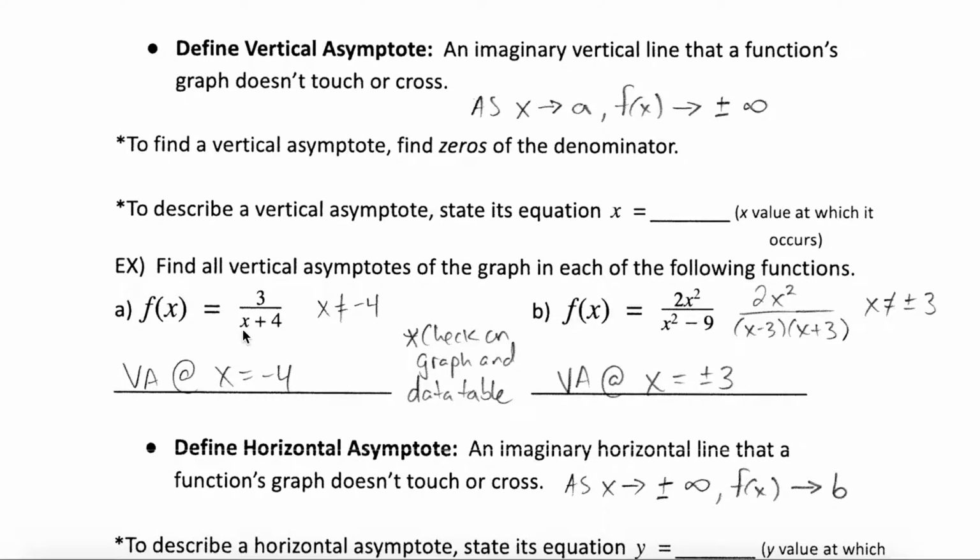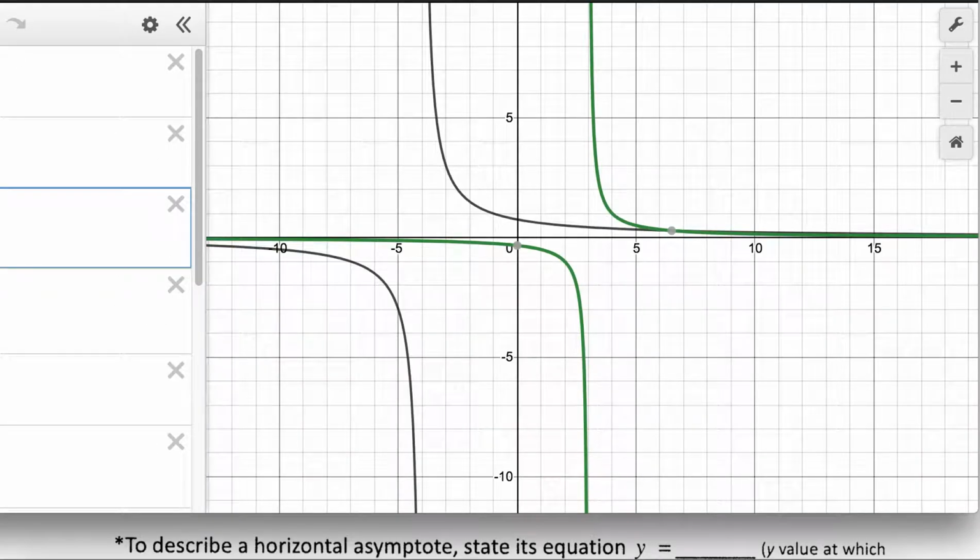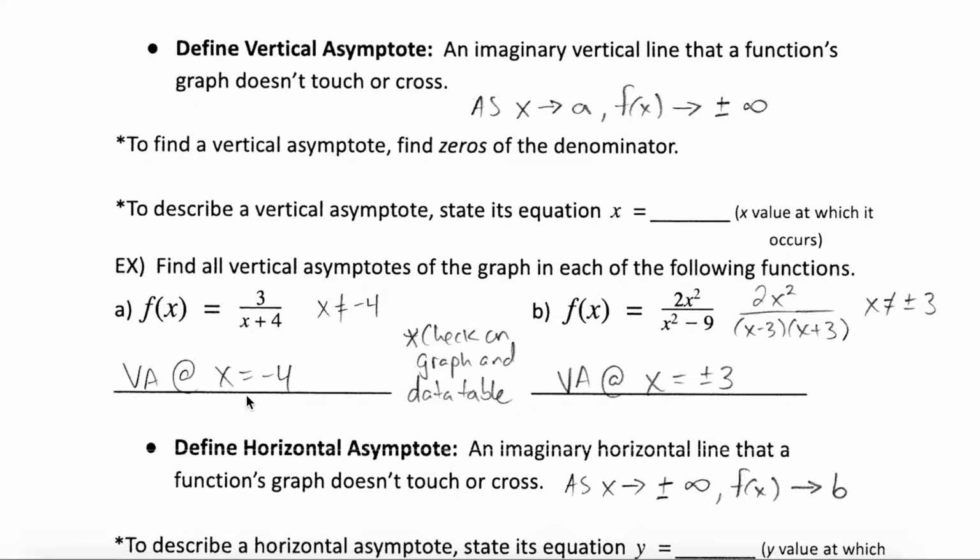For example, in part A, what would make the denominator 0 in this case would be negative 4. So because we have a 0 of the denominator occurring at negative 4, that must be a vertical asymptote occurring at that value. So let's check the graph. Here we can see we have a vertical asymptote at x equals negative 4, the place where our graphs are approaching positive and negative infinity. Also on your data table, you will find errors or undefined values occurring at x equals negative 4.